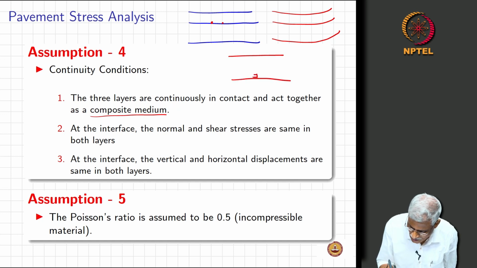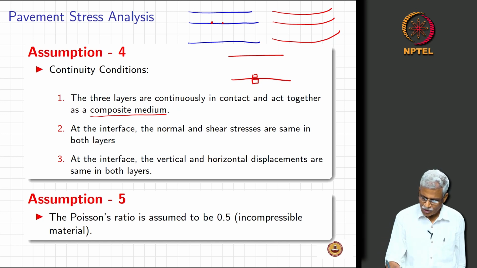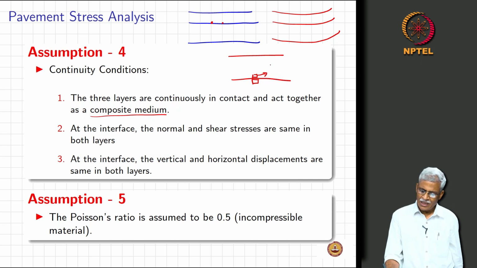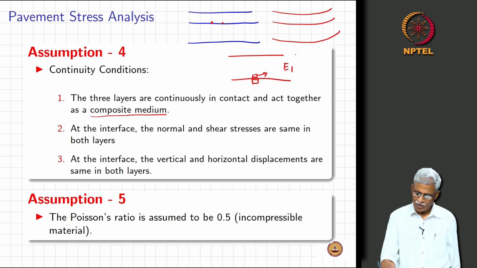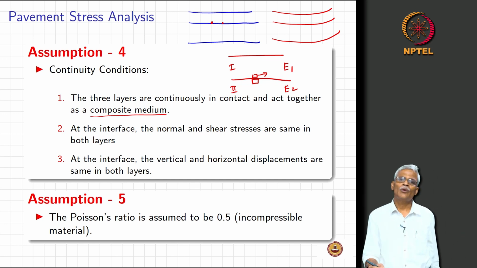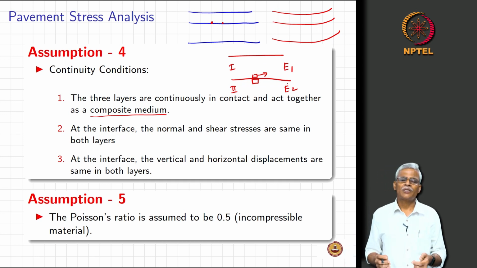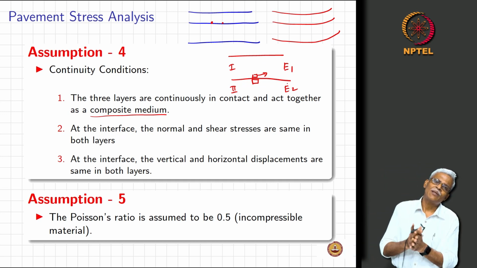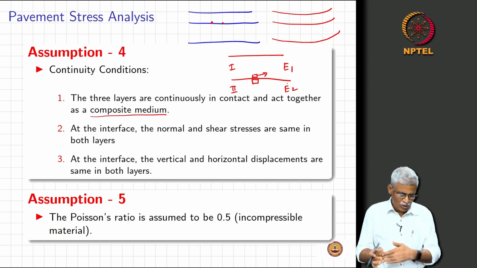So, let us say there is one point here, there is another point here. Now, this I am basically zooming. So, this point could be considered at the bottom of layer 1 having a modulus value of E1, or at the top of layer 2 having a modulus value of E2. Now, if you do not enforce these restrictions, what can happen? There can be slippages between these 2 layers.